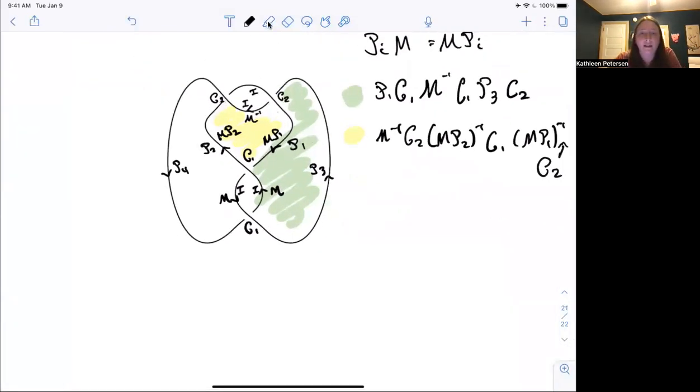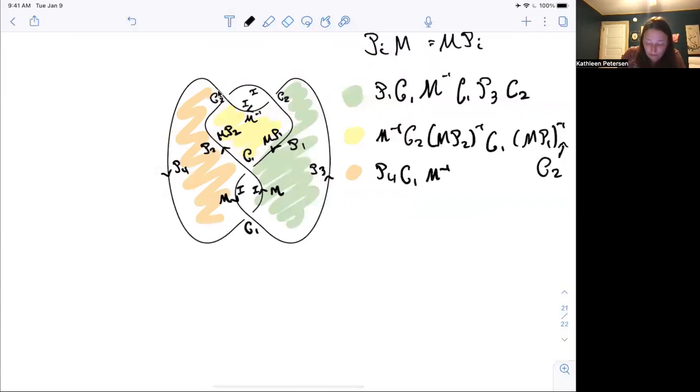And then finally, I'm clicking the wrong device, get this one. And this one is very similar. If I start here, what do I get? I get, right in black, P4, C1, M inverse, C1, P2, C2.